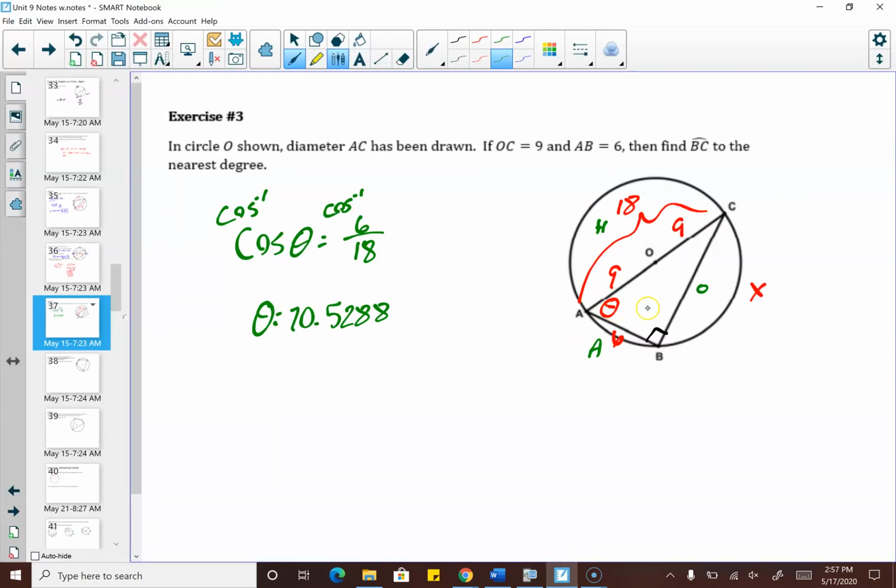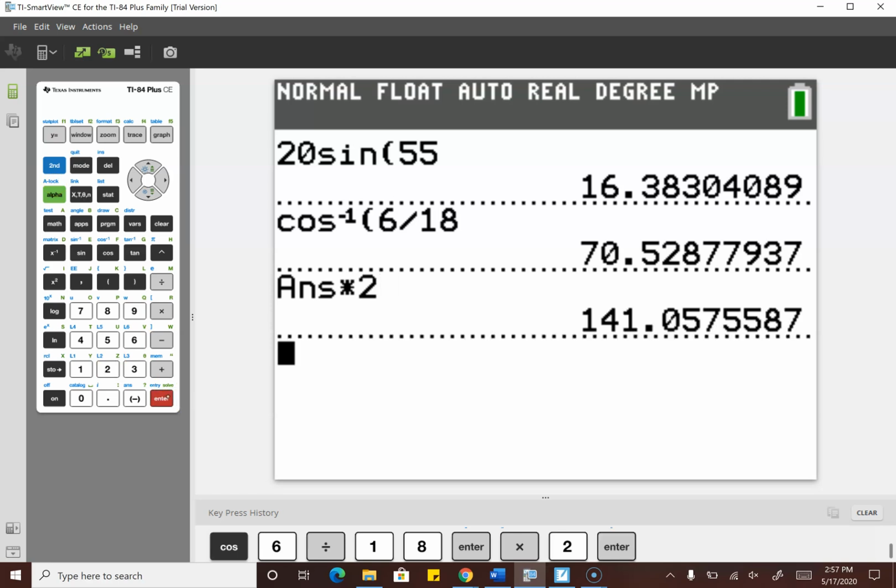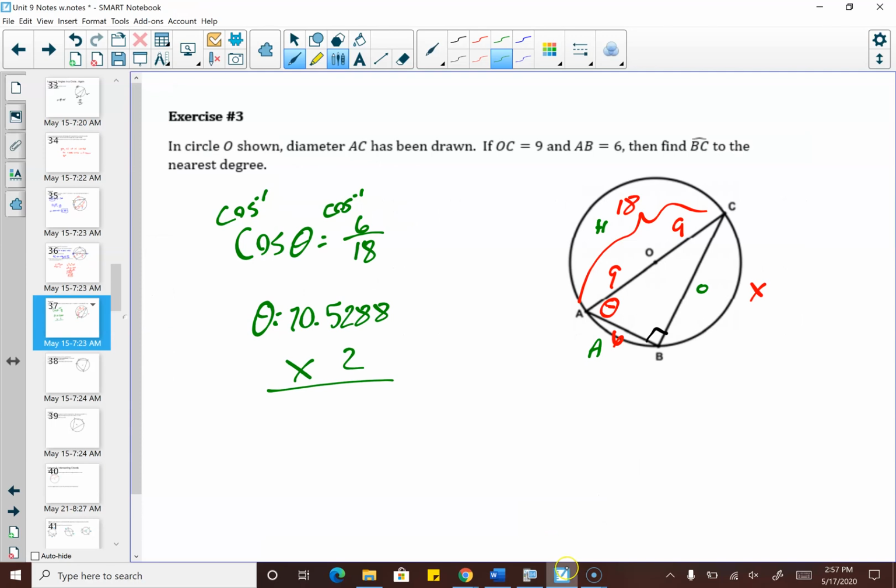So now really, if that's the angle, how do we get to our arc? We have to multiply that by 2. So answer times 2 gives us 141.05. I'm pretty sure this wants to be to the nearest degree. So when we do that to the nearest degree, we get 141 degrees. Okay, so it's using one of our trig applications to find a missing angle, which we then use to find one of our arcs.